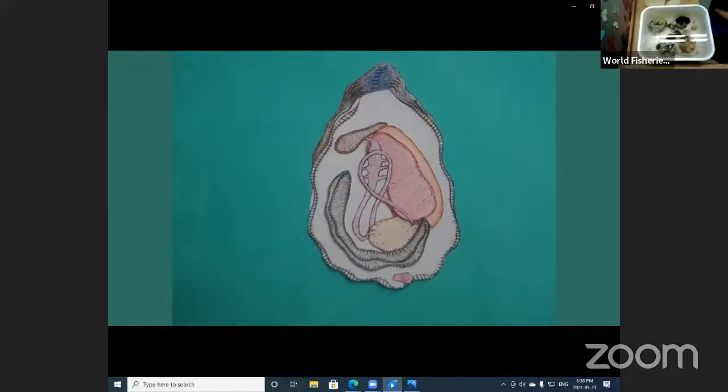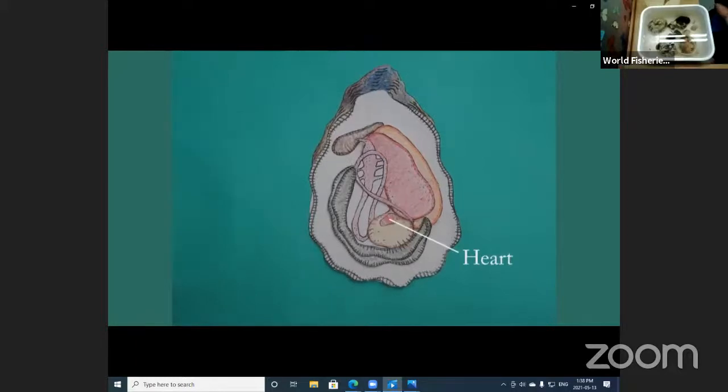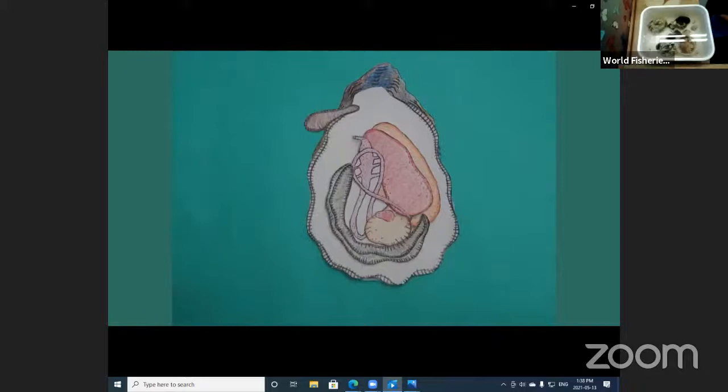The very last tiny organ is the oyster's heart. It doesn't have any color at all because Olympia oyster's blood is colorless. So you can color this heart however you'd like.